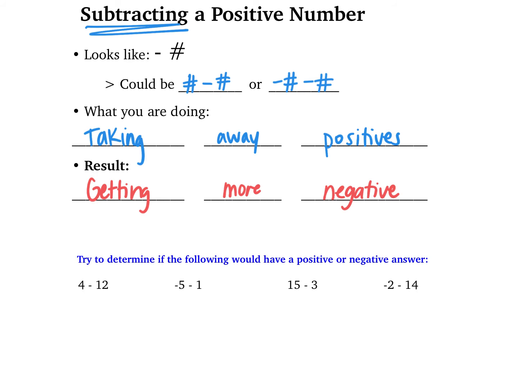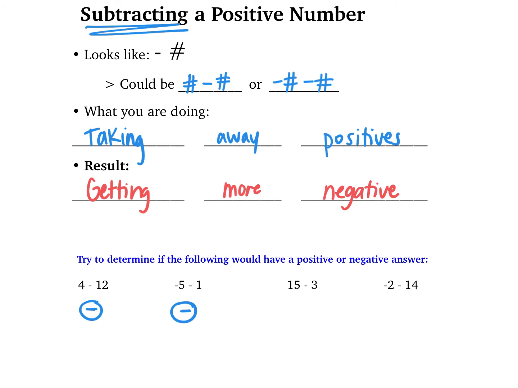This first example, I'm starting at positive 4 and subtracting 12. I'm taking away more than what I started with, so that would push me into the negatives. If I'm already in the negatives and I'm going further negative, definitely going to stay in those negatives.